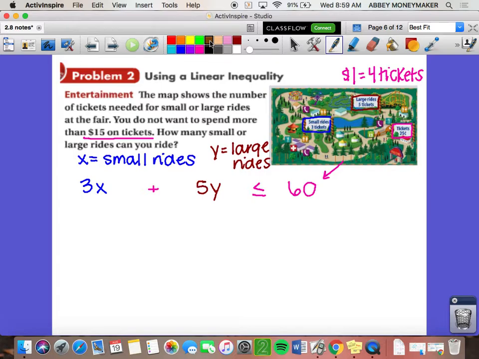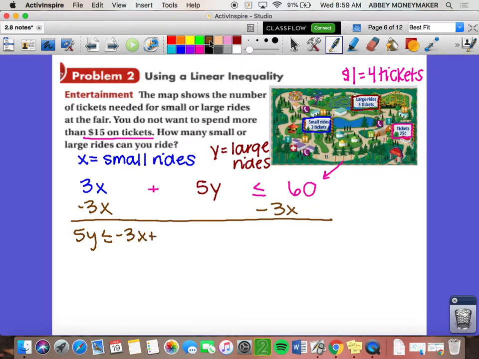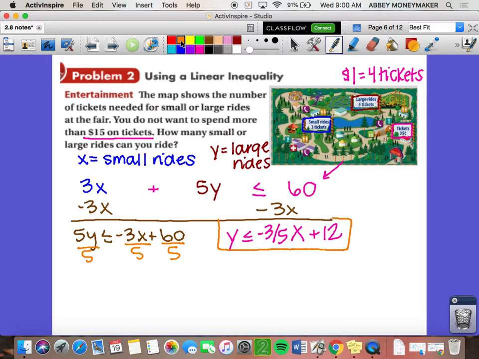In order to graph this, I've got to get y by itself. So I'm going to subtract the 3x. So I get 5y is less than or equal to negative 3x plus 60. And I'm going to divide both sides by 5. Everything gets divided by 5. So that means I have y is less than or equal to negative 3/5 x plus 12. So what I'm going to do is graph this equation.